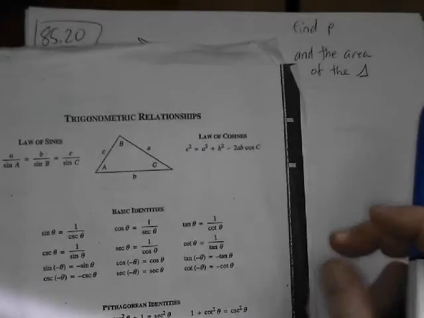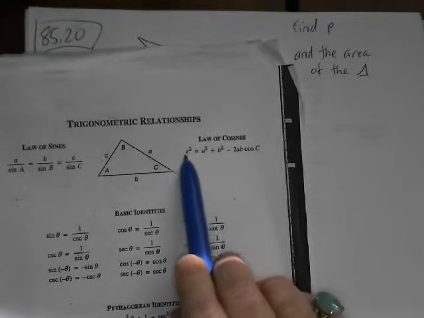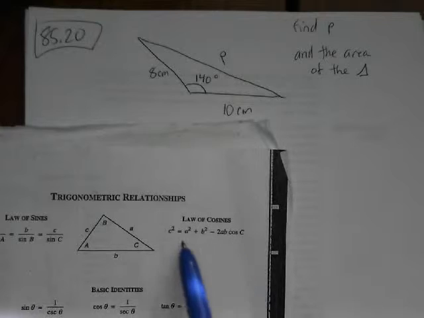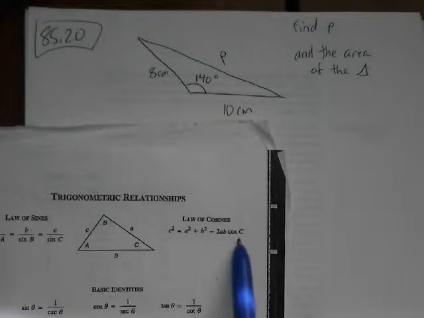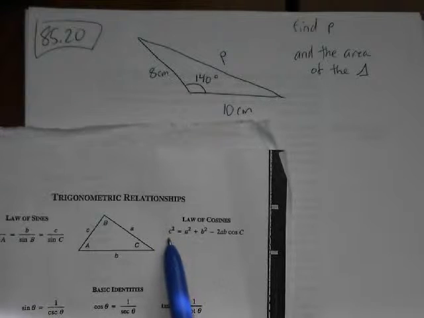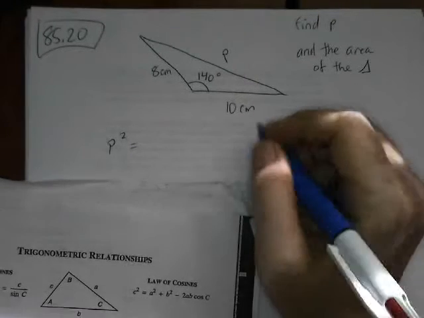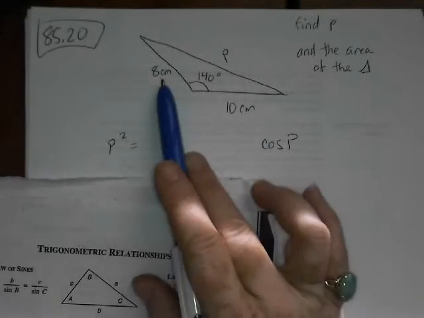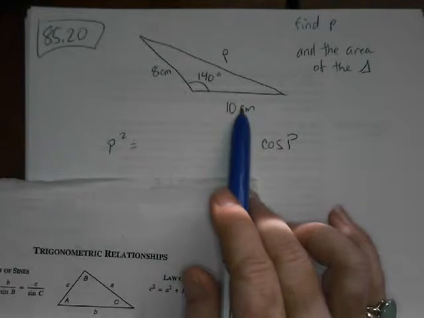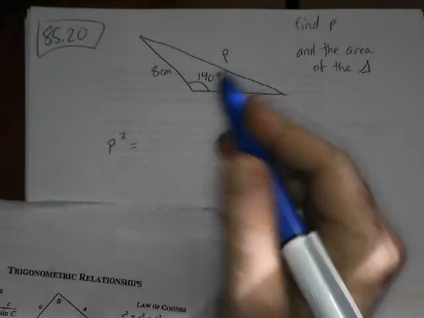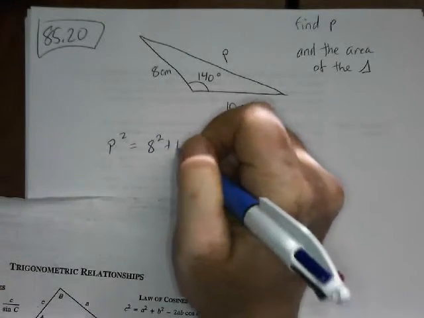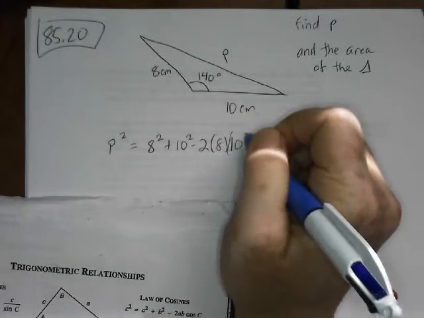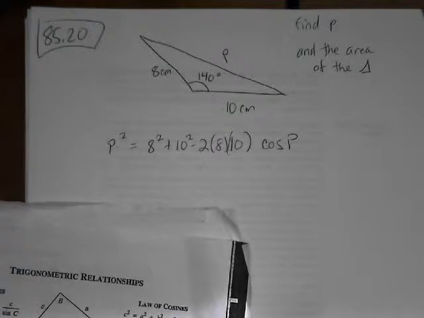So if you can remember the law of cosines, there it is. The side that I'm in, the one that I have an angle for, is P. So on this one, I'm going to put angle P and then P squared. So I already wrote the P squared, and then this will be cosine of P. It doesn't matter what order I put the other two sides in. I'm just going to have the other two sides squared. So I can go 8 squared plus 10 squared minus 2 times 8 times 10 times cosine P.